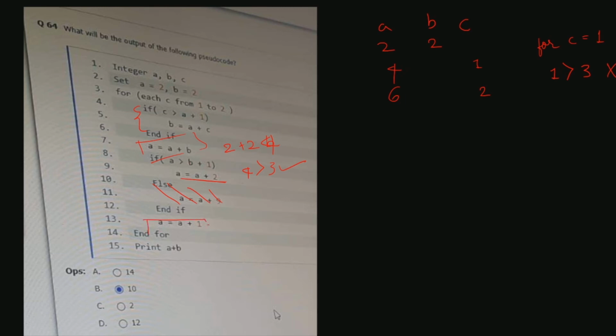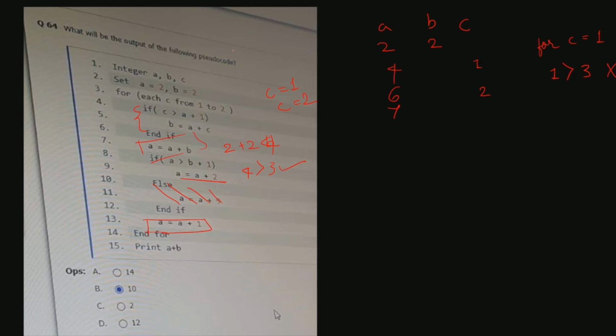Then we have to execute this statement because it is outside the if statement and inside the for loop. So A equals A plus 1, that is 6 plus 1 is 7. So our new value for A is 7. Then this loop will run one more time. We just ran it for C equals 1. Now we have to run it for C equals 2.